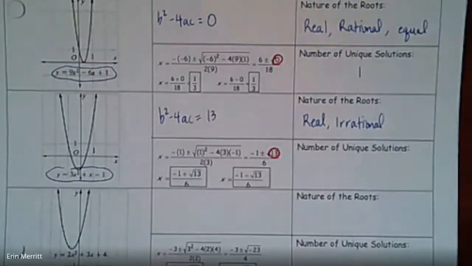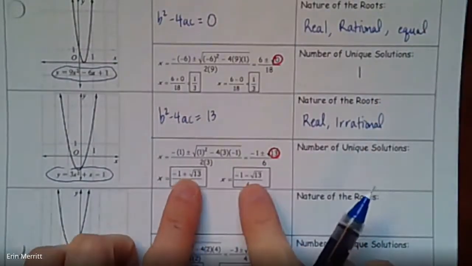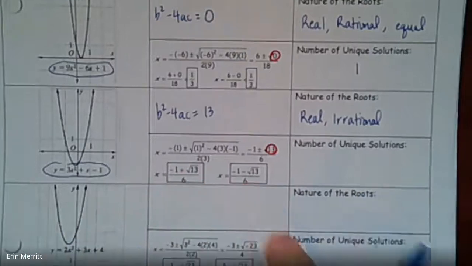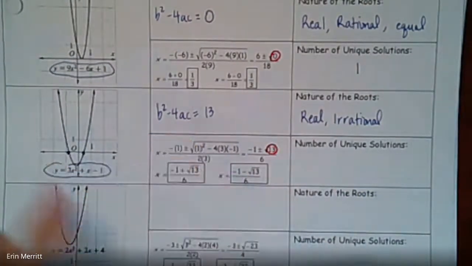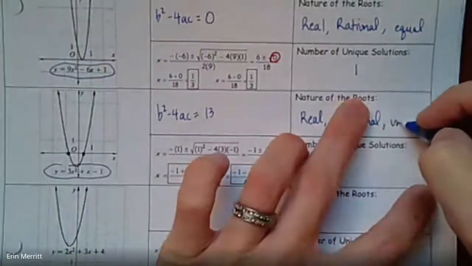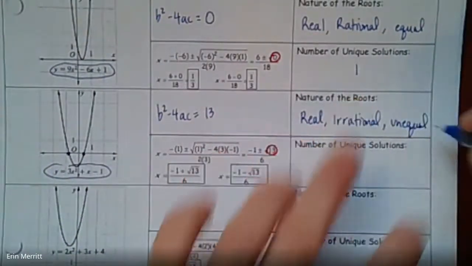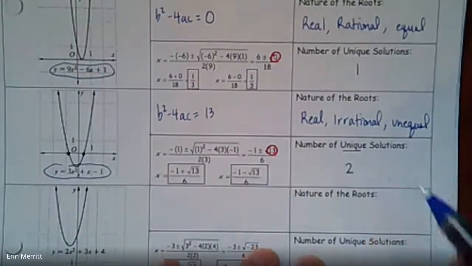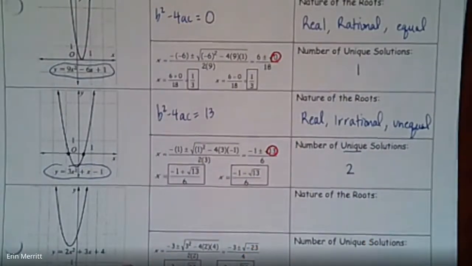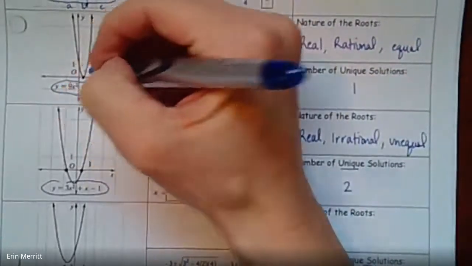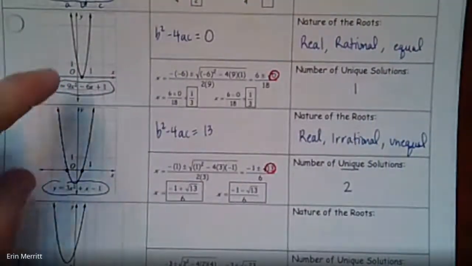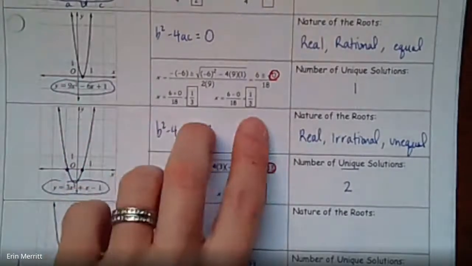All right, and then in terms of equal or unequal, these would be completely different. One's plus radical 13, one's minus. When you look at the graph, you can see it's hitting in two different points. Those are unequal roots. And so the number of unique solutions would be 2. Something I forgot to point out on the last one: when there's one unique solution, it's only hitting the x-axis in one spot. So you can visually see it, and then you can also calculate it that way.